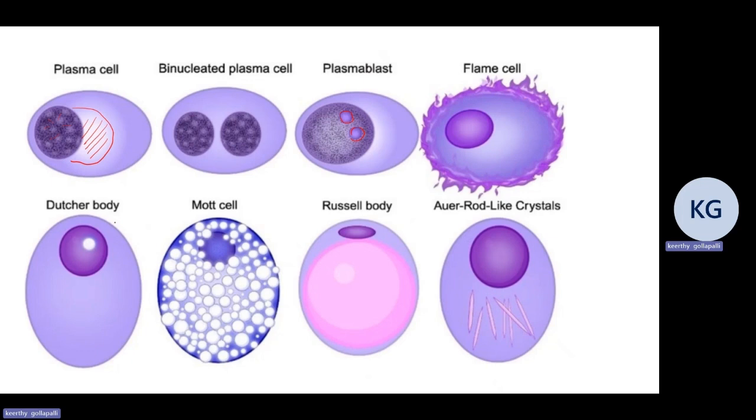Okay. Then Dutcher bodies: these plasma cells are clonal, they are malignant, so they will not produce a normal immunoglobulin. It is an abnormal one, so it gets accumulated in the nucleus, leading to an inclusion called Dutcher bodies. The same inclusions, when deposited in the cytoplasm, are called Russell bodies. If the entire cell is dilated and fully studded with them, it is called a Mott cell. Or sometimes you see Auer rod-like crystals also. So these are the various morphologies you see in a plasma cell neoplasm.